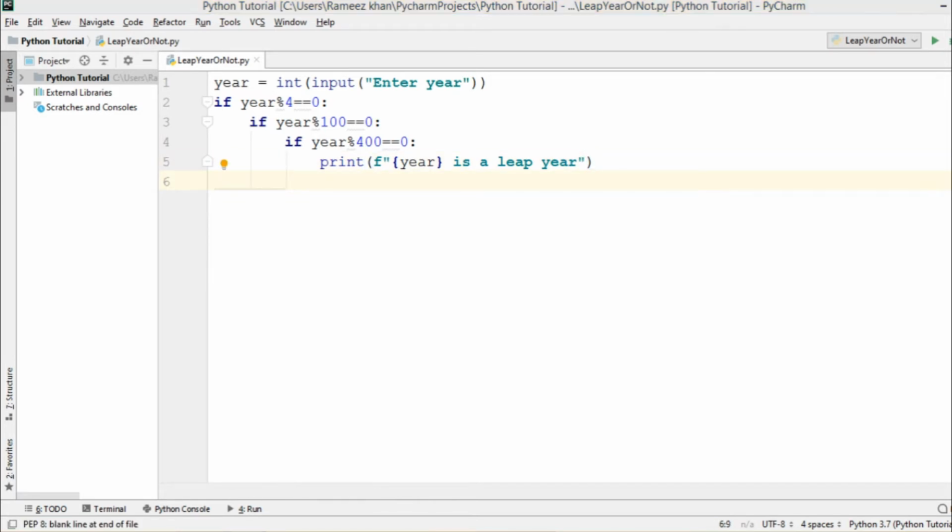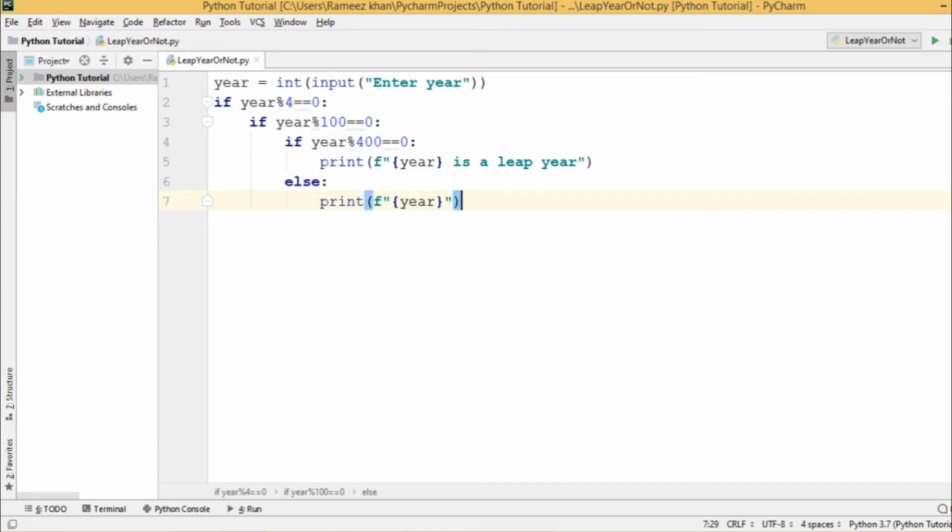If the year is not completely divisible by 400, then this is not a leap year.